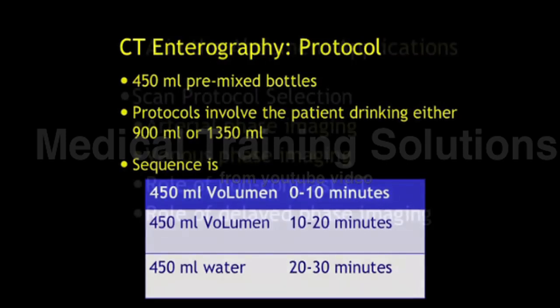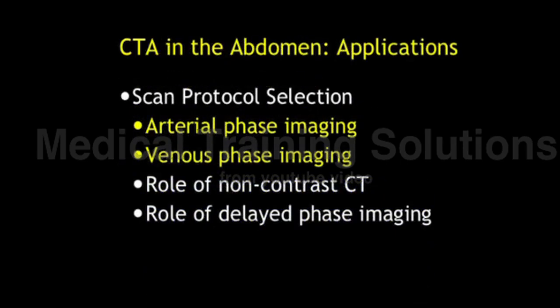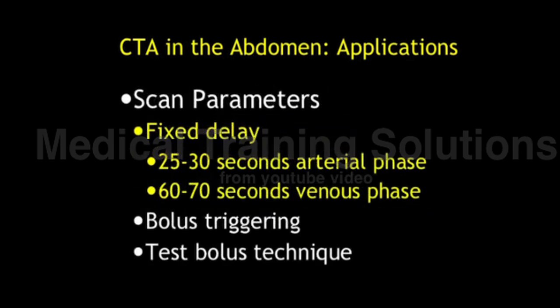And then we'll typically do, for most cases, dual phase imaging. We do not do non-contrast CT and have found no value with delayed phase imaging, but we're typically doing 2 phases, often with a fixed delay, 30 and 60 seconds roughly. If patients are older, we'll make the second phase more closer to 70 seconds.